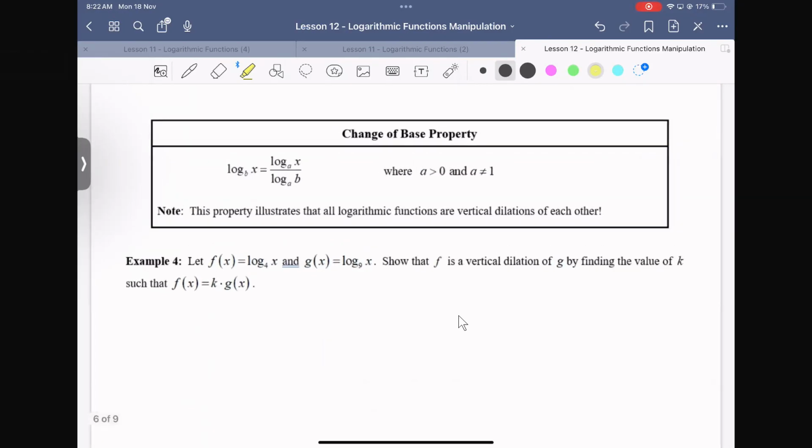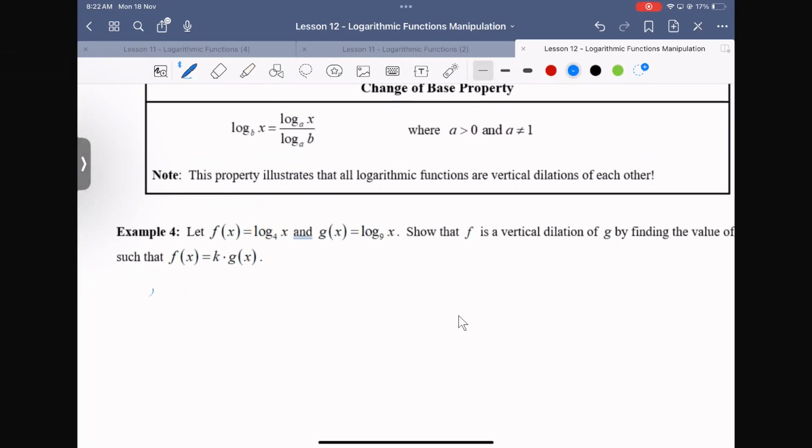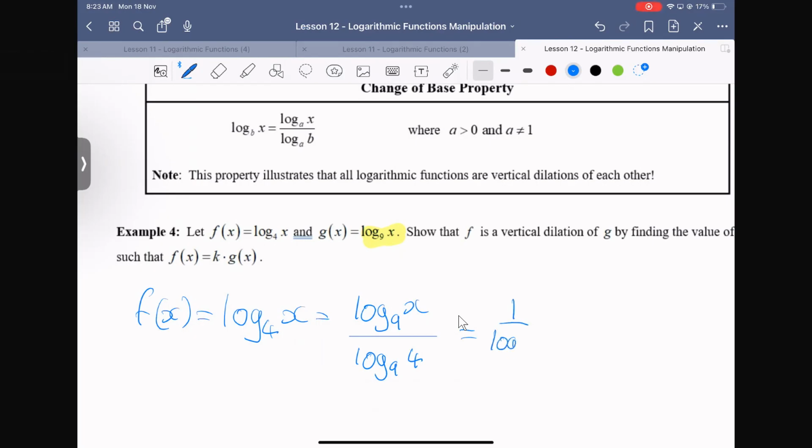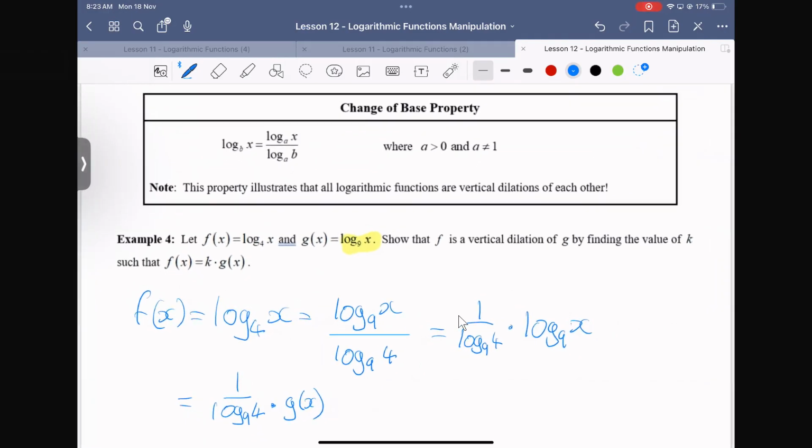All right, so let's rearrange this. We need to take f, start here, f of x equals log base 4 of x. Now, if we look at the question, it says that g is in base 9, so we need to do a change of base. This is going to be log base 9 of x over log base 9 of 4. So this is 1 over log base 9 of 4 times log base 9 of x, which is 1 over log base 9 of 4 multiplied by g of x, which means that it is a vertical dilation of g.